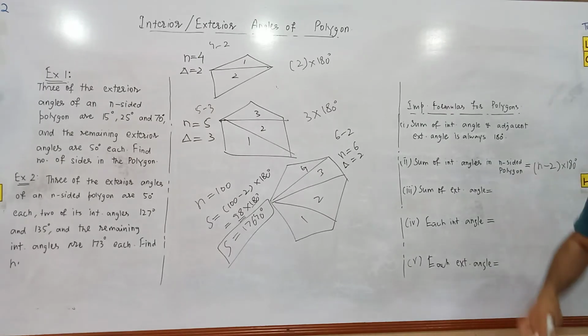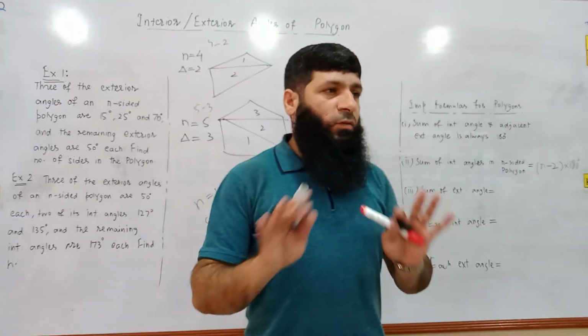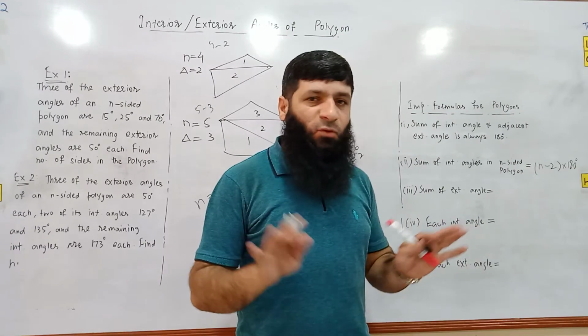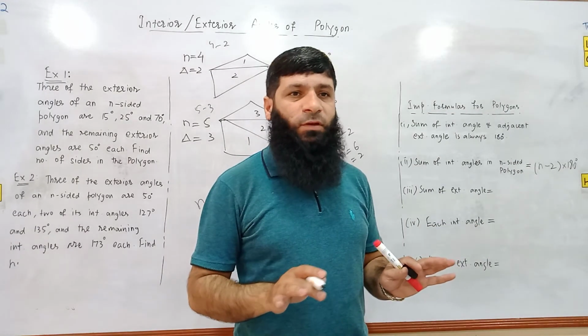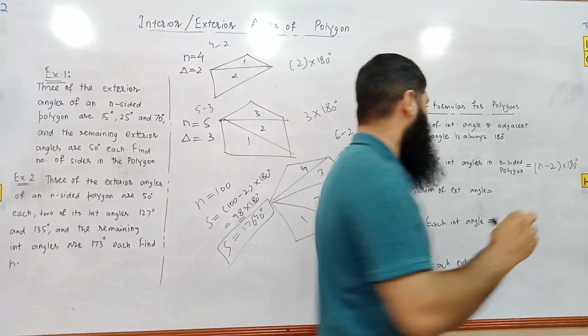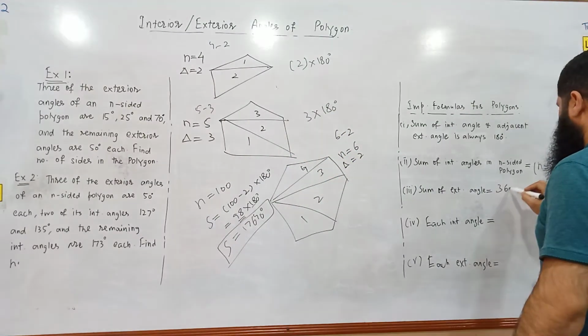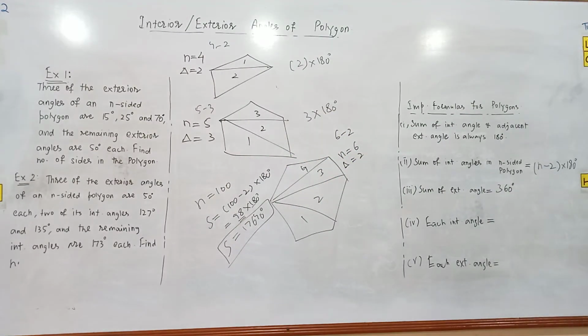If you talk about the sum of exterior angles, it is always 360. In any type of polygon, the sum of exterior angles is always 360. It is always 360.